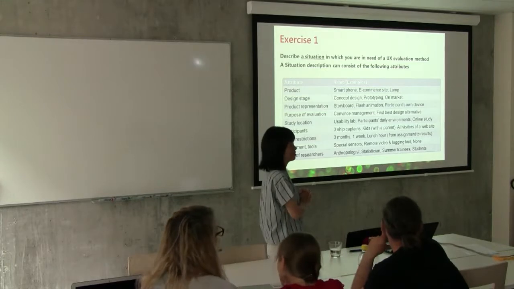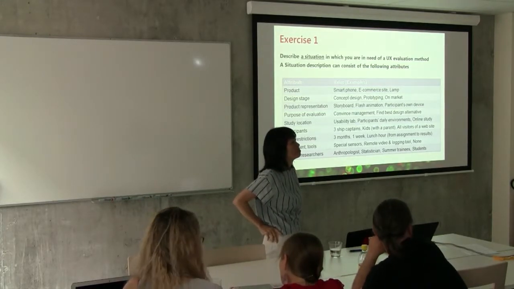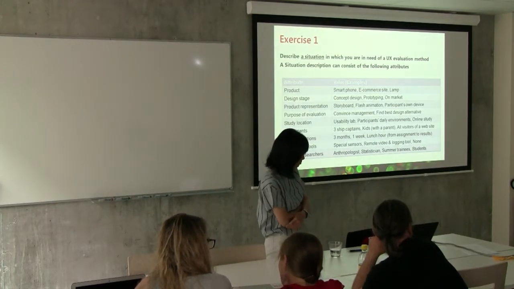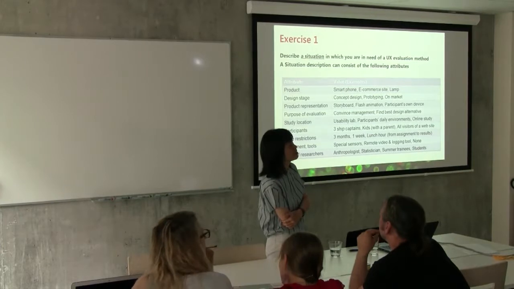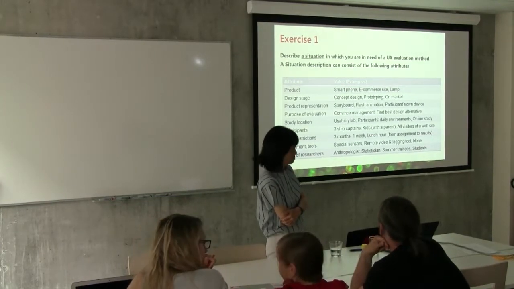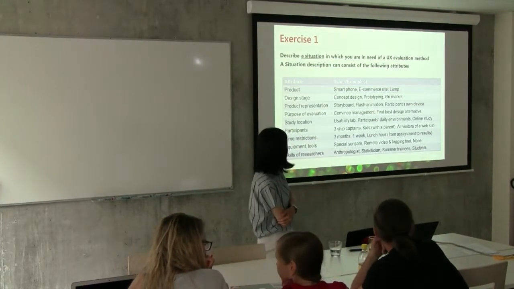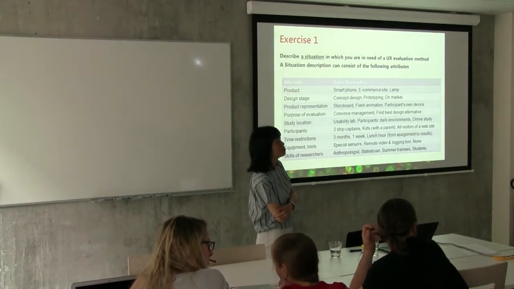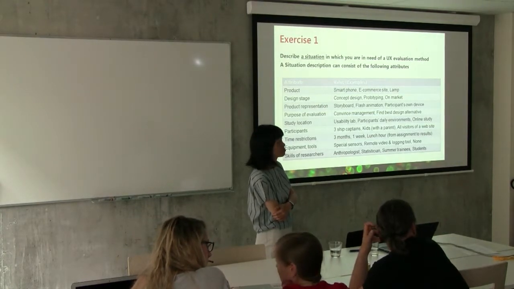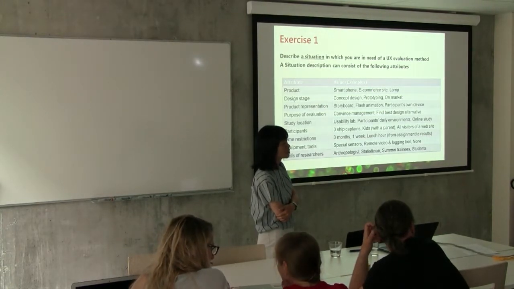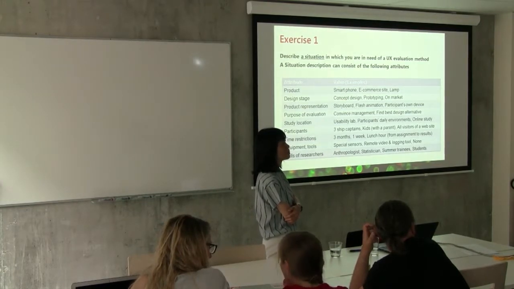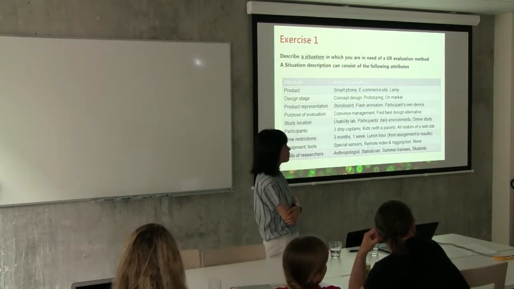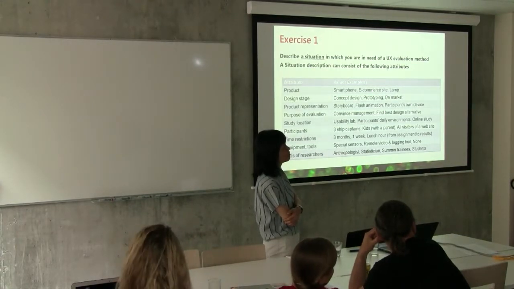Yeah. So we decided the product is like a web service, something like a social network, and it's at the concept design stage, and product presentation is not even storyboard, so we said sketches, if that's okay. Then the purpose of evaluation is finding design alternatives. So best design alternatives. So we are still searching. Then the study location is a usability lab because we don't really have an online service made yet, so we can have an online study. And then participants are a very general term of young people.